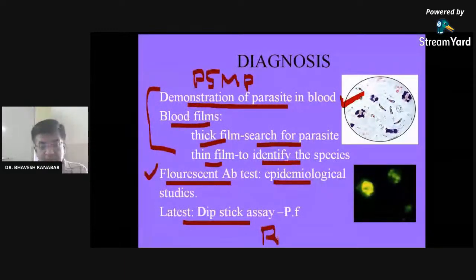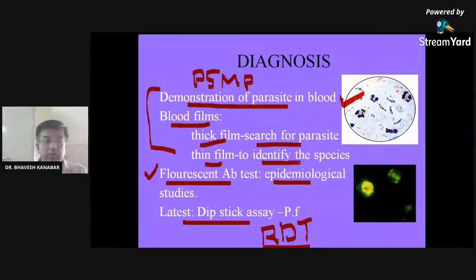It is the same as a pregnancy test or the currently available antigen test for COVID. Within a few minutes only, the result will be available. Short form is RDT, full form is rapid diagnostic test. Like here, rapid antigen test is available in COVID, the same here in malaria, it is rapid diagnostic test. Within a few minutes only, result will be available. Right? So it is commonly used in place of the PSMP.